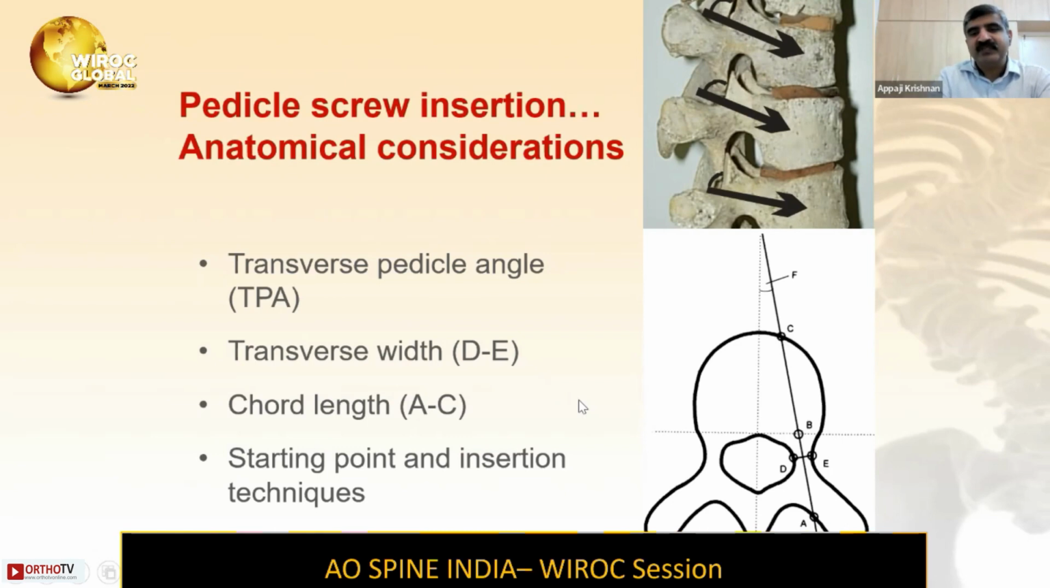The transverse width, which is this point between D and E, that is the width of the pedicle. The cord length, which is A and C, which is the entry point to the tip of the screw length. Or the second thing is the screw length, starting point, and the insertion techniques. These are the considerations we'll have while doing thoracic pedicle screw. The entry point and other things is slightly different from lumbar pedicle screw.